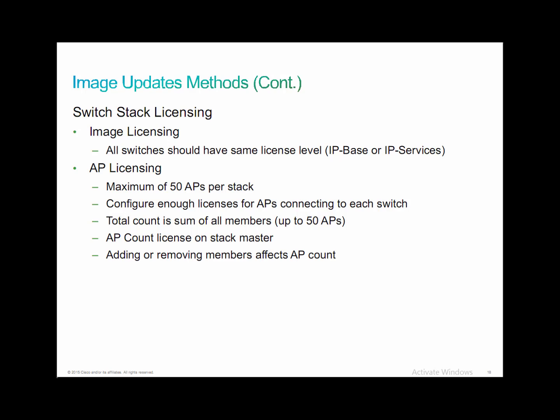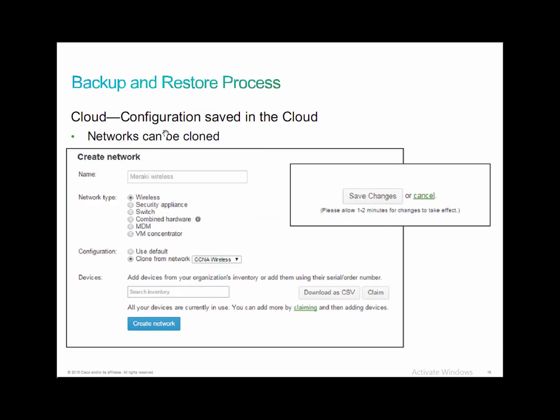All right. What about backup and restore? Cloud-based configurations are automatically backed up in the cloud. Whenever you do a save changes, after you've made some changes, the configuration gets backed up to the cloud. You can't undo those changes and you can't restore them. All right. You can clone, right? You can build a new network and clone from an existing network, and you can also synchronize the information.